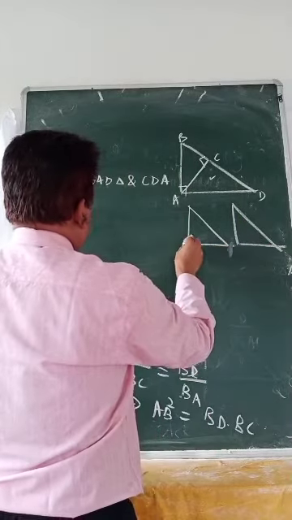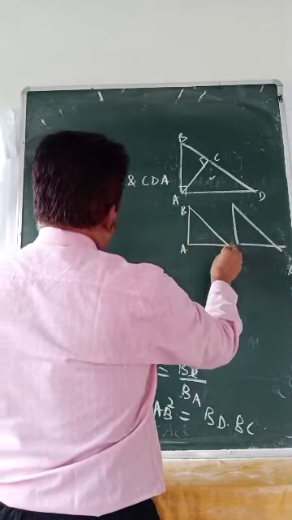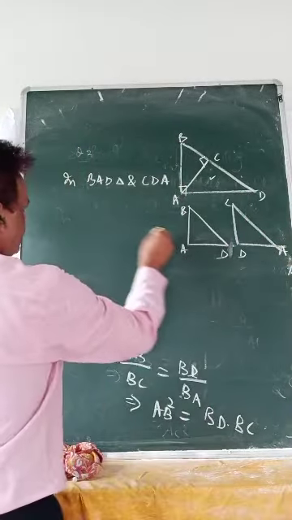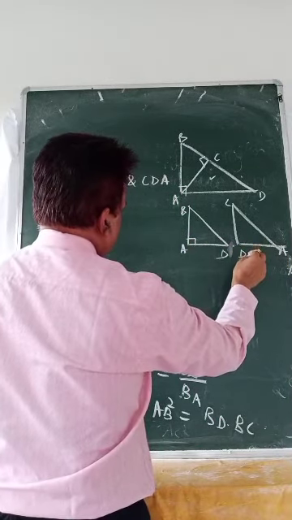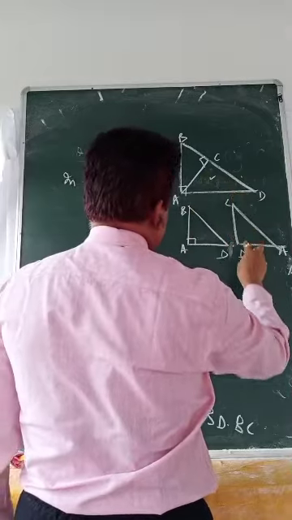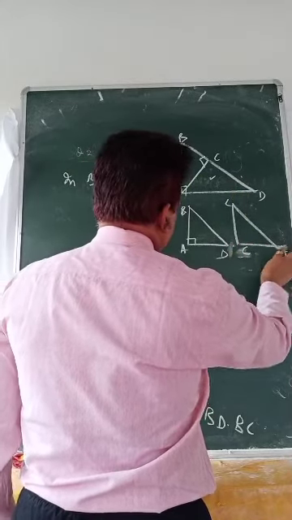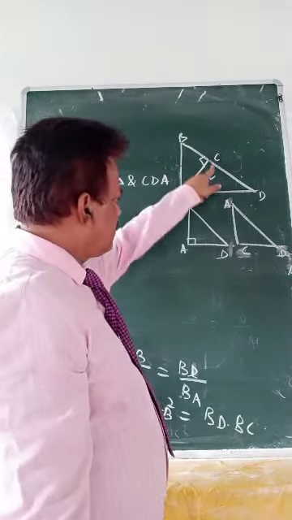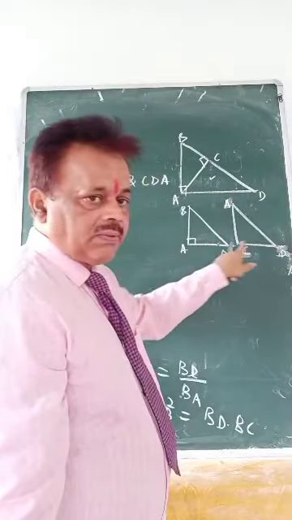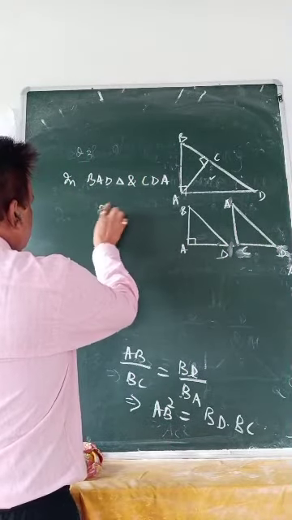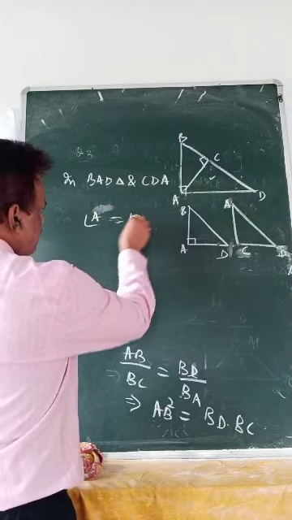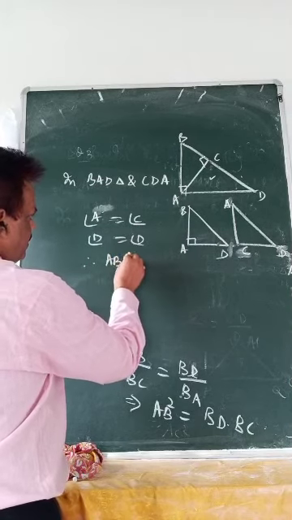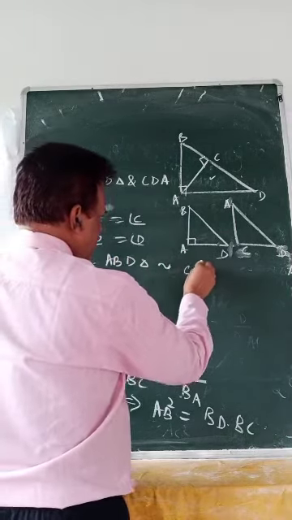So what did you get? BAD, DC here A. Okay, angle A equals angle C. This is C, D is this, A is this. Because angle A equals angle C, and angle D is common, therefore triangle ABD is similar to triangle CAD.